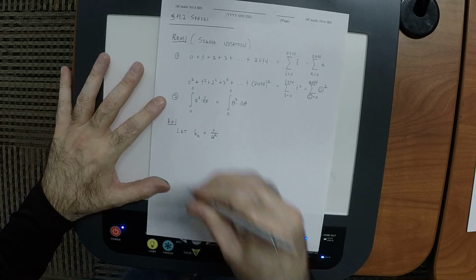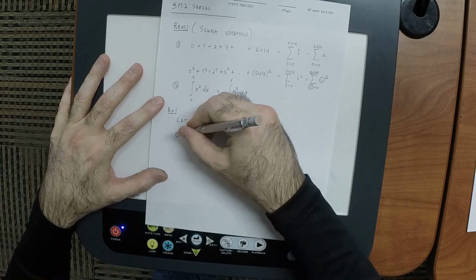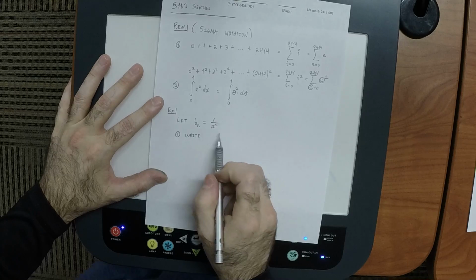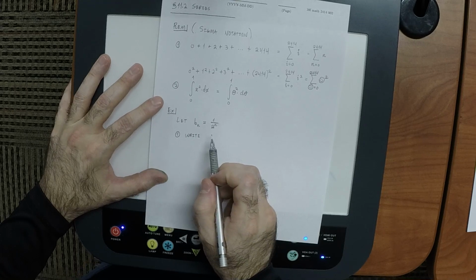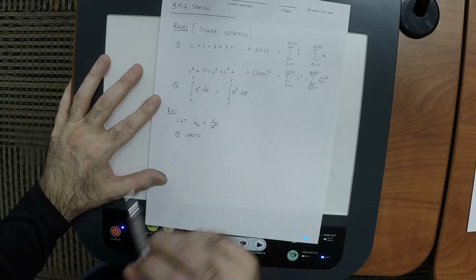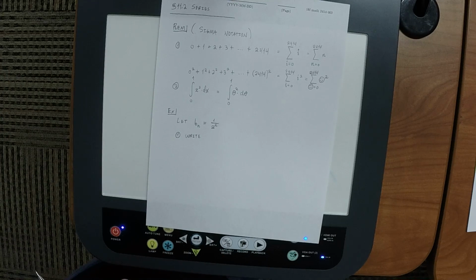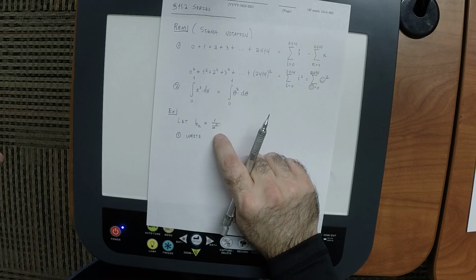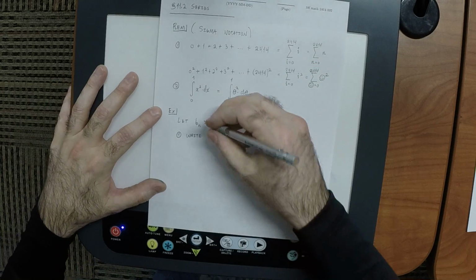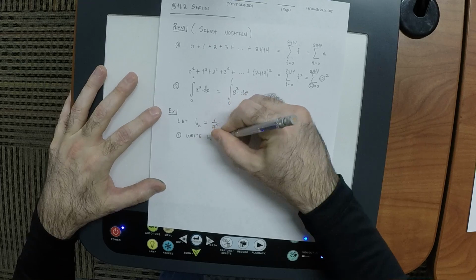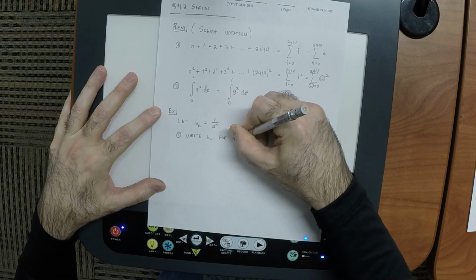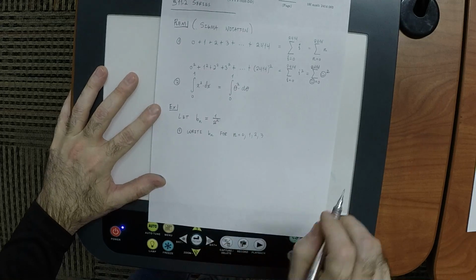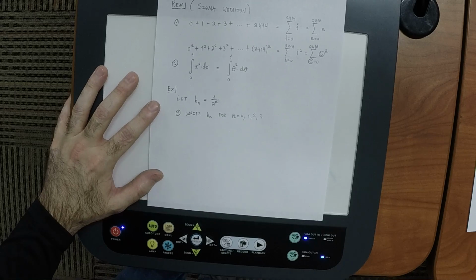So now, first request. What is the domain for b_n? Right, it's all the naturals. We can use all the naturals. Sometimes you can't use 0 if there's a division by 0, but there's no problem with that here. So I want you to write b_n for n equals 0, 1, 2, 3. Just those terms, not all of them, right? Just those ones.